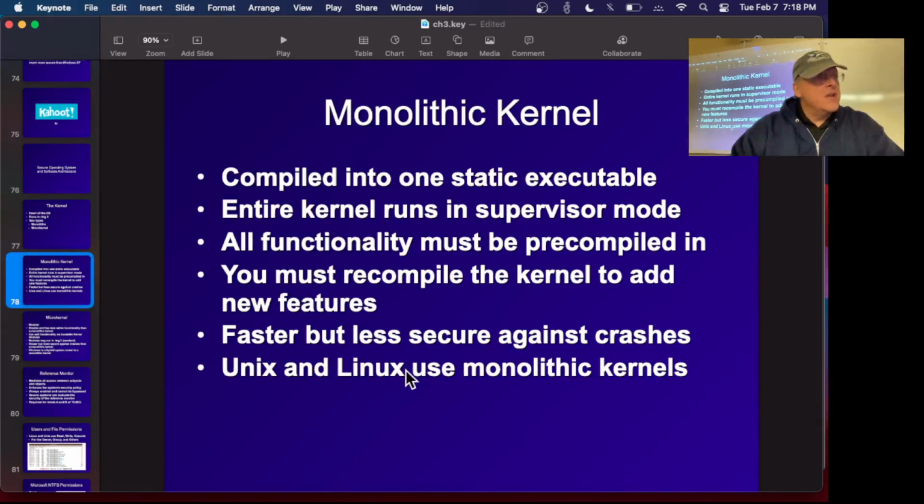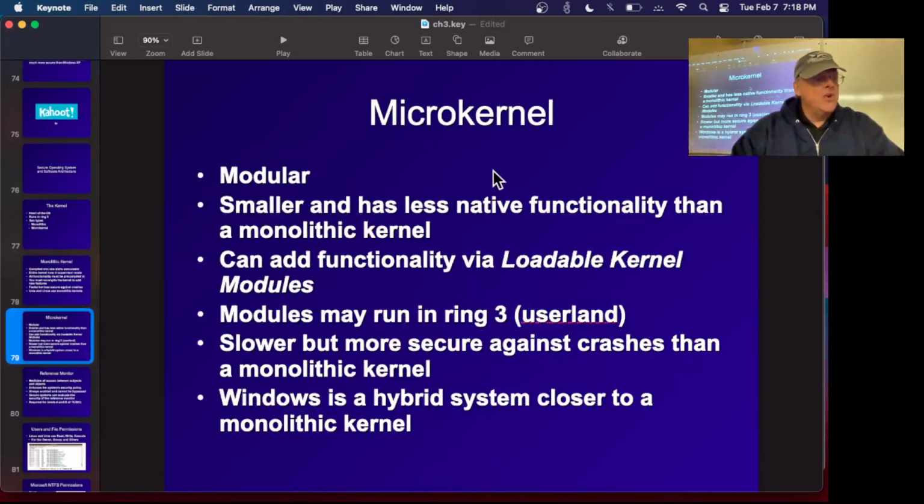Unix and Linux, because the alternative is microkernel, and Windows is a hybrid system closer to a monolithic kernel, but including things of both. So here you have a smaller system, and this is the one where you have loadable kernel modules. And I'm afraid what's really used is not as simple as being in either of these categories 100%. This is generally the case. You have these simplified models, and what we really have is more complicated. Windows apparently mixes the two. So this is slower, but more secure against crashes.